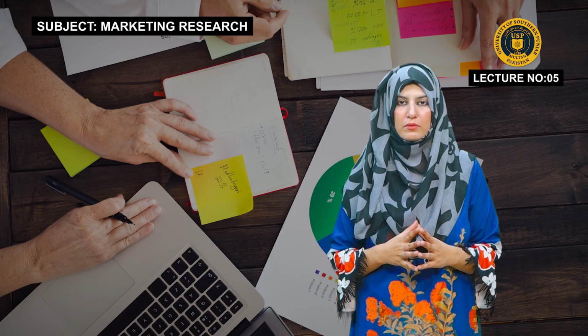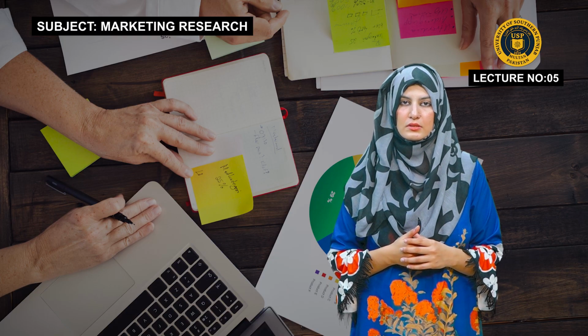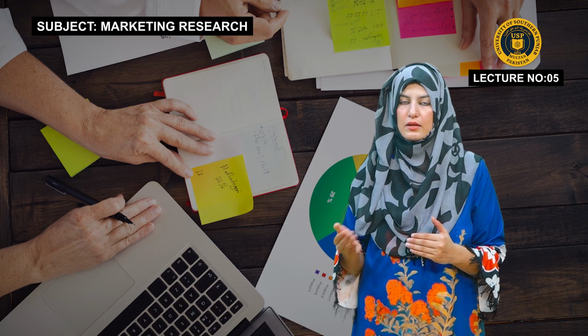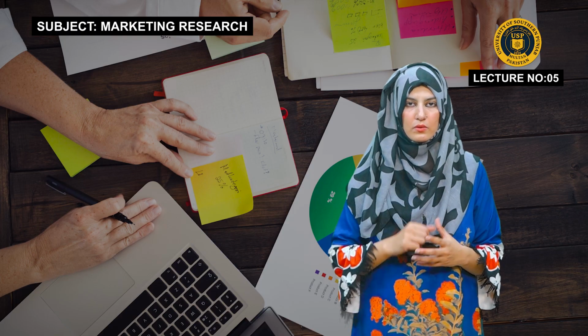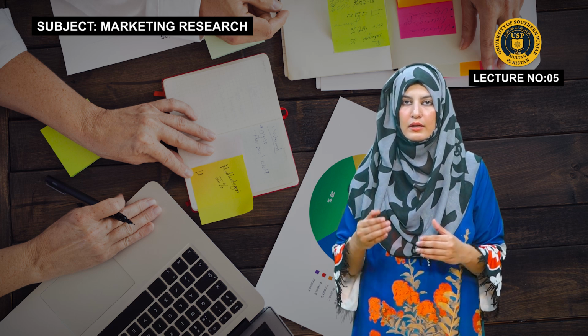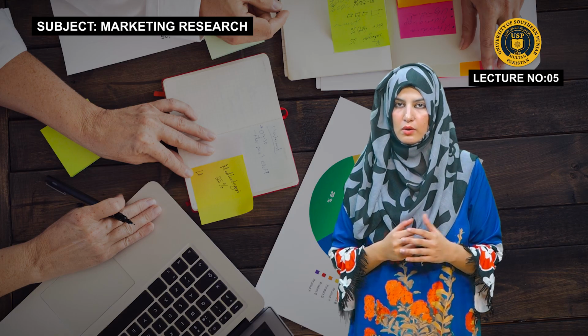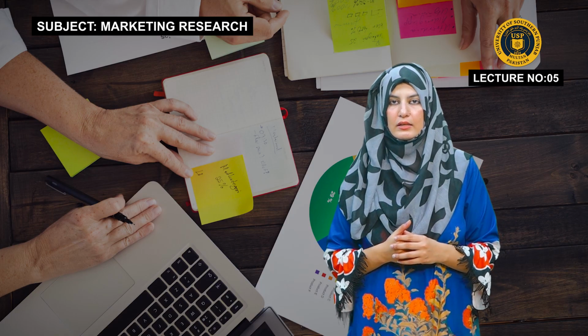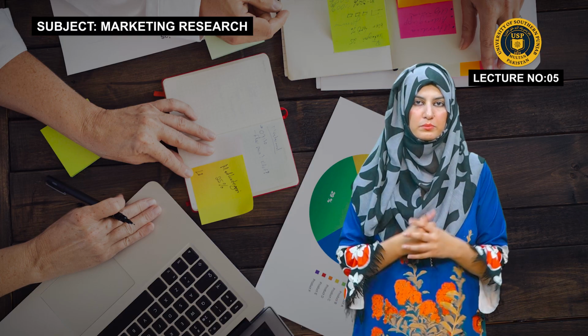Example of quantitative observation. A supermarket researcher stands near the entrance and counts how many people buy cold drinks versus juices in 1 hour. How many men and women enter the store and how long in minutes customers stay in each section. All this data is numerical. It can be shown in the form of charts and graphs. That's why it is called quantitative observation.